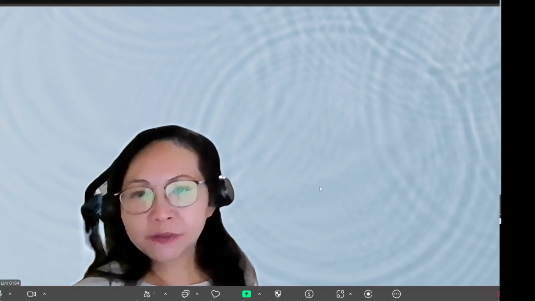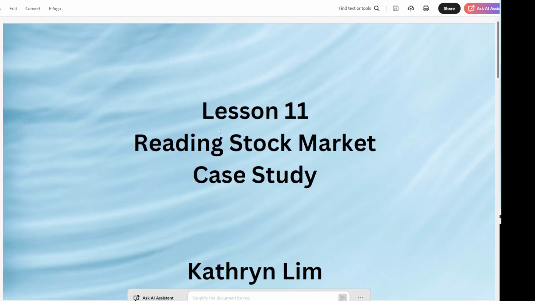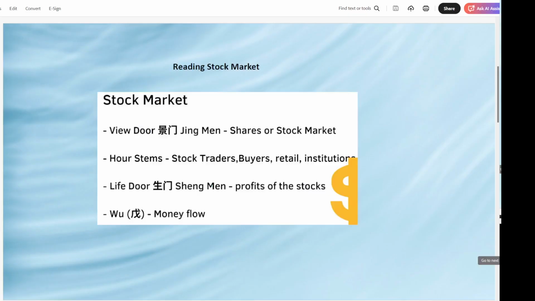Okay, today is a very interesting lesson and let's take a look. Reading stock market case study. Let's see what we have. Now, this is something new, and let's take a look at how we use Qimen Dunjia to read the stock market itself. The key reference point would be View Door, which represents the shares or the stock market.